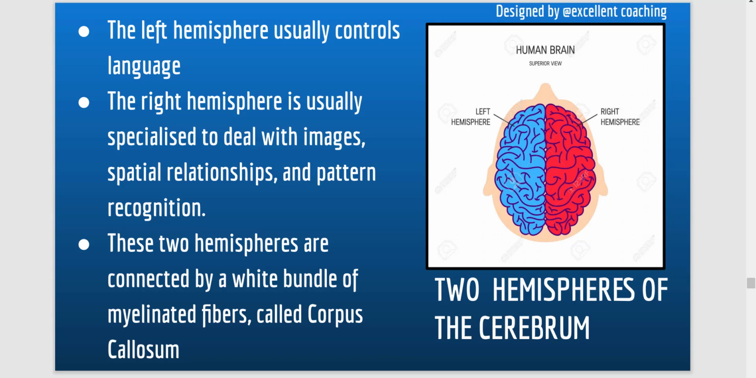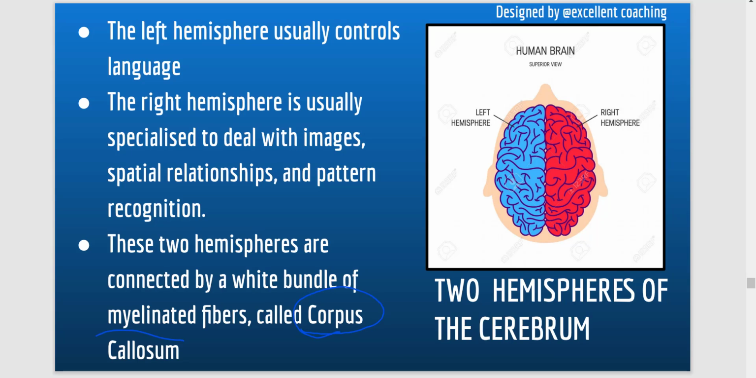So for the left hemisphere, we can say it controls language and all the academic activities related to your studies, and the right hemisphere usually deals with images, spatial relationships, creativity, pattern recognition, all these things. And how are these two joined? These two hemispheres are joined by a bundle of myelinated fibers called the corpus callosum. This is the part in between, which joins the left and right hemispheres together.